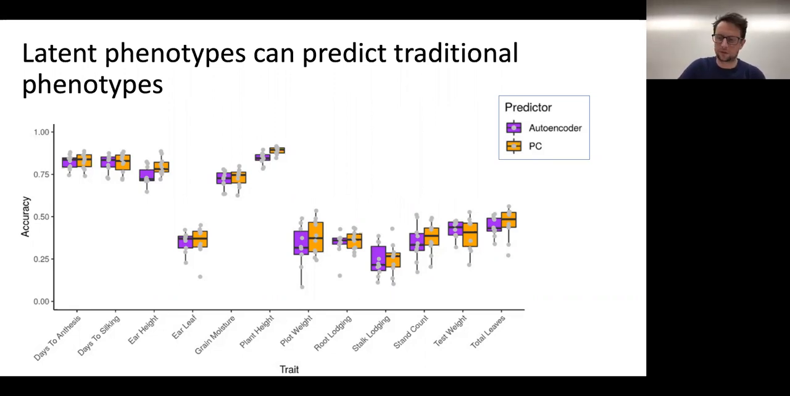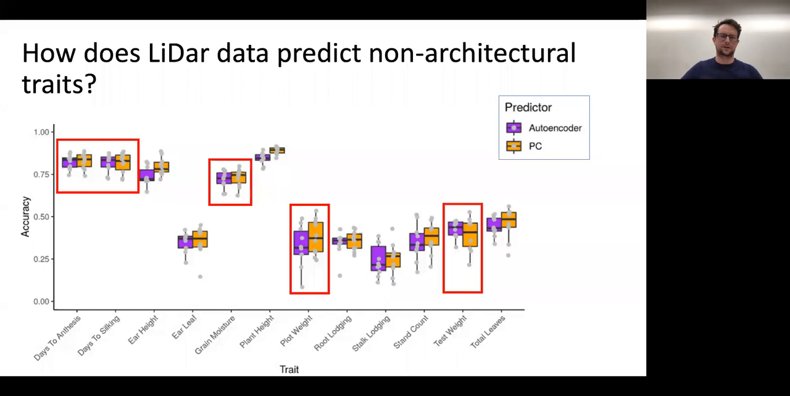That gives us some indication that there's information about plant architecture contained in these latent phenotypes. But one thing kind of gave us a little bit of pause. I was giving a talk on this maybe a year ago, before we submitted the manuscript for it, and somebody asked me how latent phenotypes created from LiDAR data, which really only describes the physical location of plant surfaces within the plot, can predict completely non-architectural traits, things like flowering and harvest traits like grain moisture, plot weight, test weight. That's a really good question.